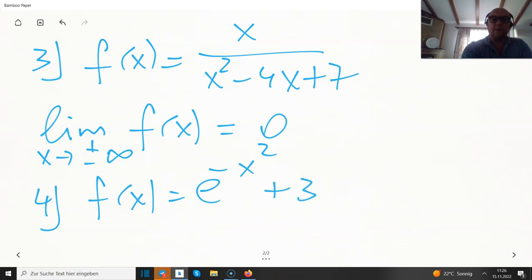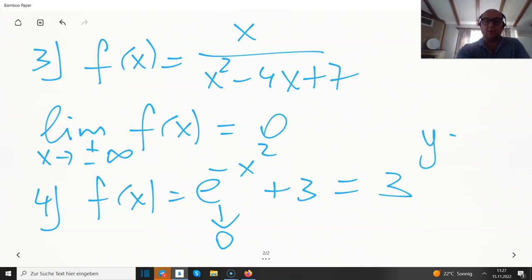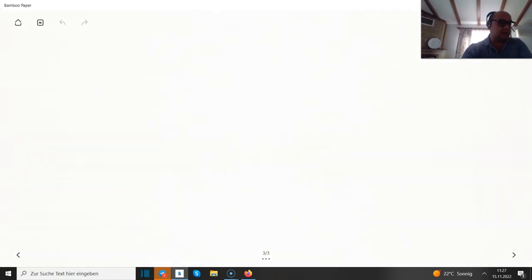Number 4: f of x equals e to the power of minus x squared plus 3. Well, you see, the bigger x would be, the bigger x squared will be, and since we have a minus, it will produce a reciprocal, so this value is going to decrease in both cases, and is going to be running towards 0. So y equals 3 is the asymptote in such a case.